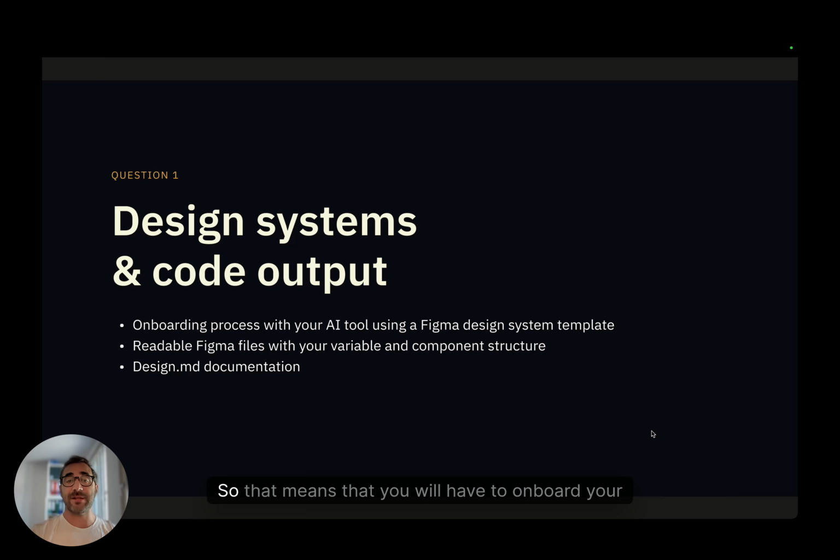So that means that you will have to onboard your AI tool with a solid Figma file, including machine-readable variables, component specification, and constraints documents like a design MD file. And in these files, you will be able to communicate to your AI tool all the naming rules, the do's and don'ts, how to build and structure new components, and way more.